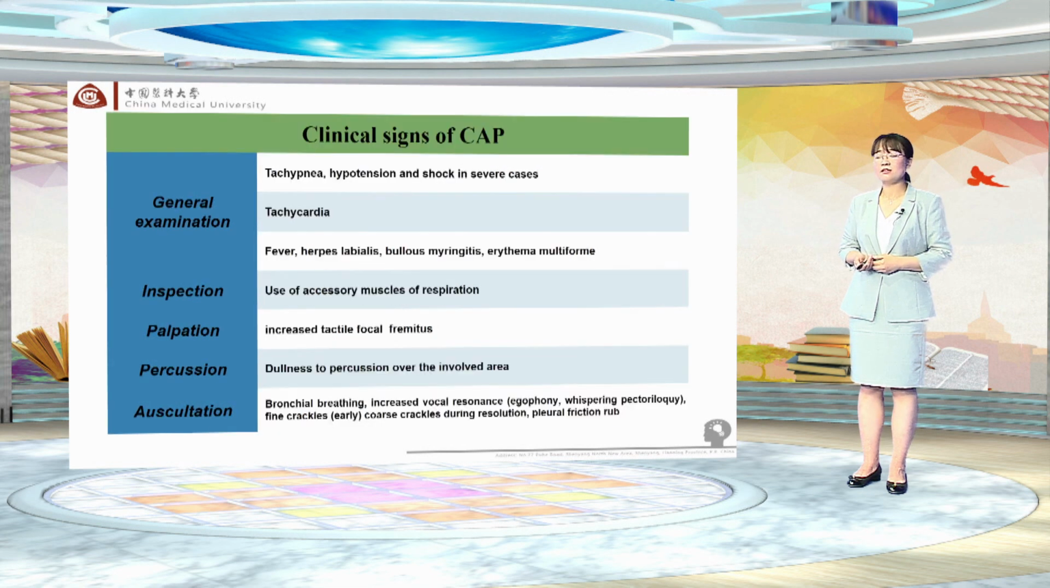About the clinical signs of CAP, the general examination may show tachypnea, hypotension, or tachycardia. On inspection, you see the use of accessory muscles of respiration. Percussion shows dullness over the involved area. You can hear bronchial breathing, increased vocal resonance, or crackles.